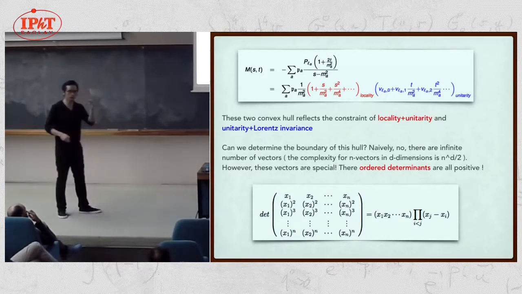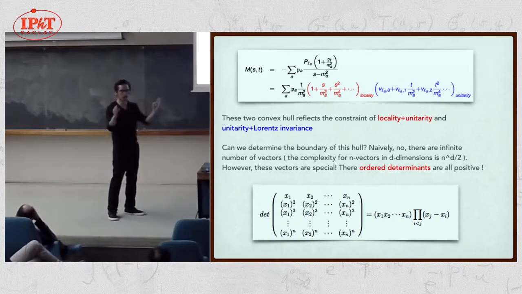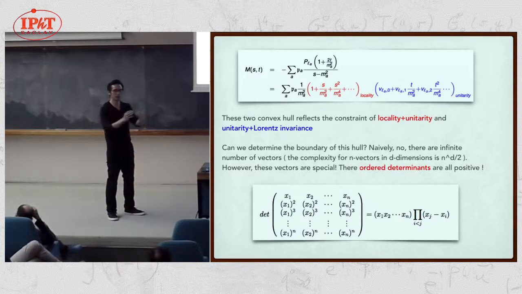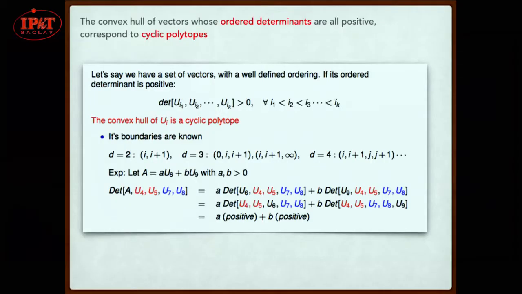Okay, so the set of vectors that we're talking about have a very special property: any time it's ordered, the determinant is going to be positive, the minor is going to be positive. Why is this important? Because then that tells us that the boundary is already known. There's no computation to be done.